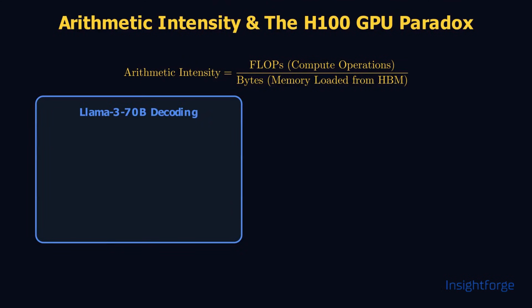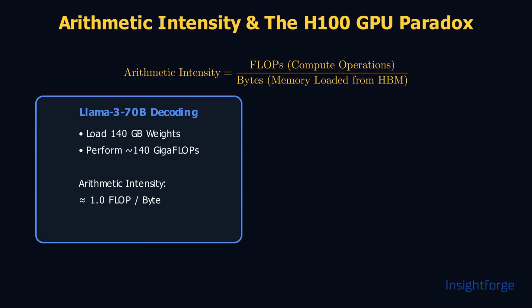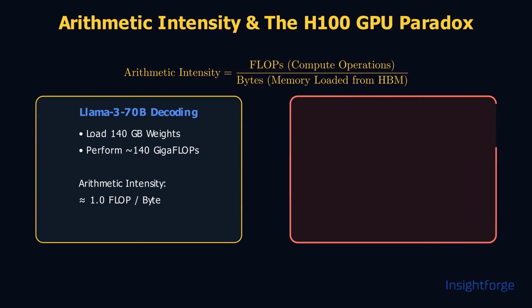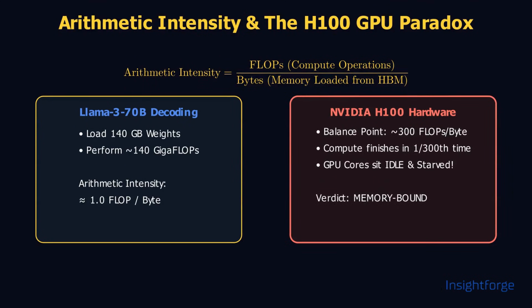Let's look at our Llama 3 70 billion example. To generate a single token, the GPU has to load roughly 140 gigabytes of model weights from high-bandwidth memory, plus the KV cache, while performing about 140 billion flops of useful work. Therefore, the arithmetic intensity is roughly 1 flop per byte. But the H100 has a balance point of closer to 300 flops per byte, meaning it can process 300 operations for every single byte it reads.